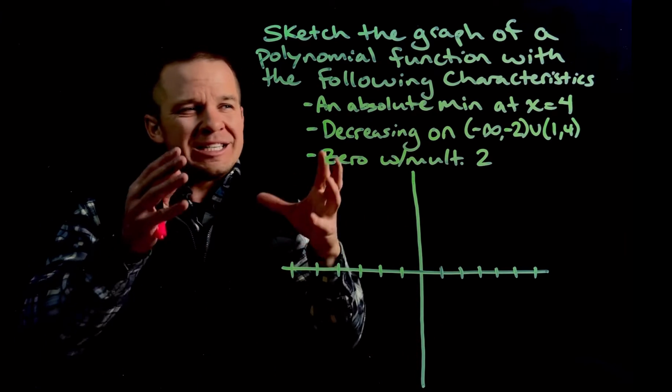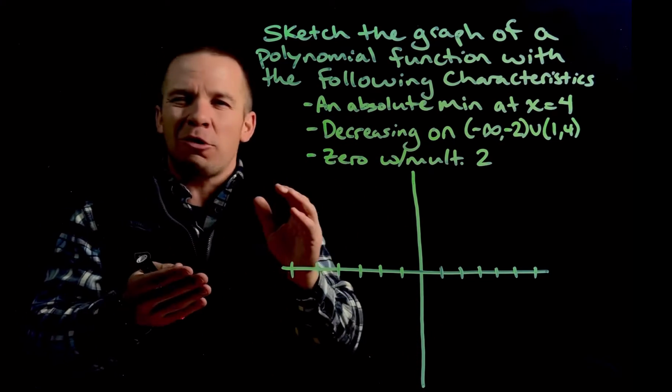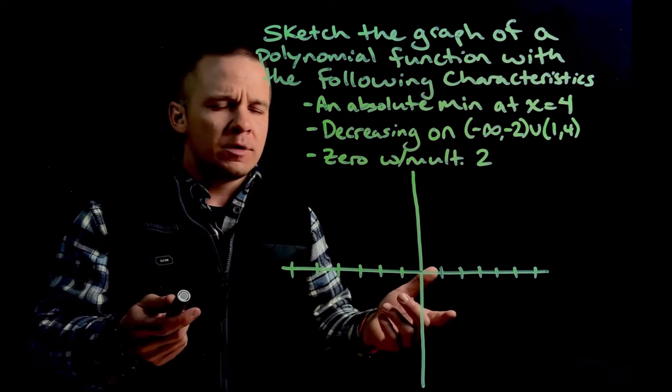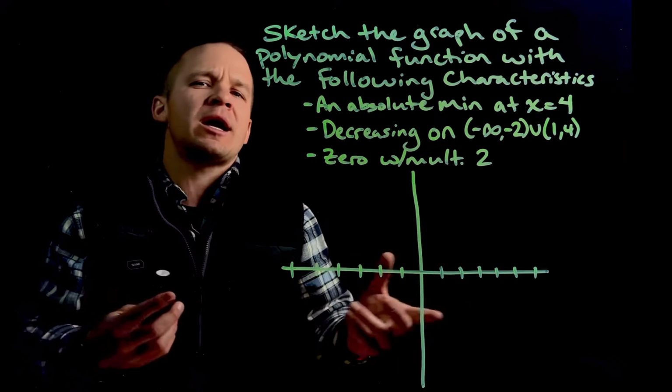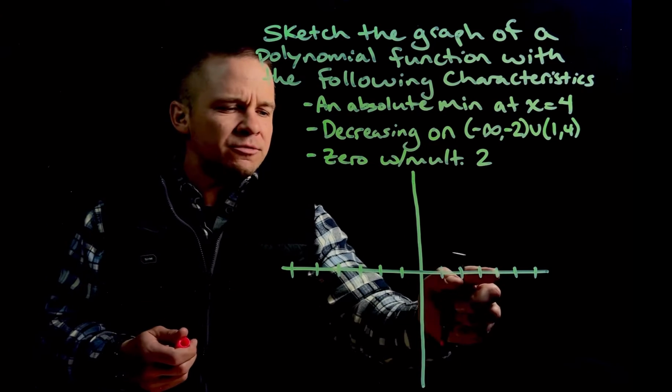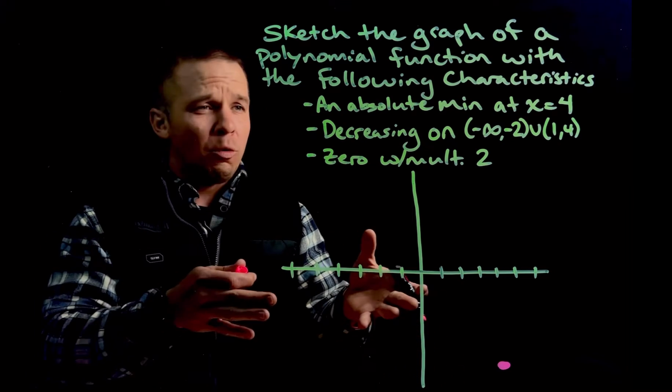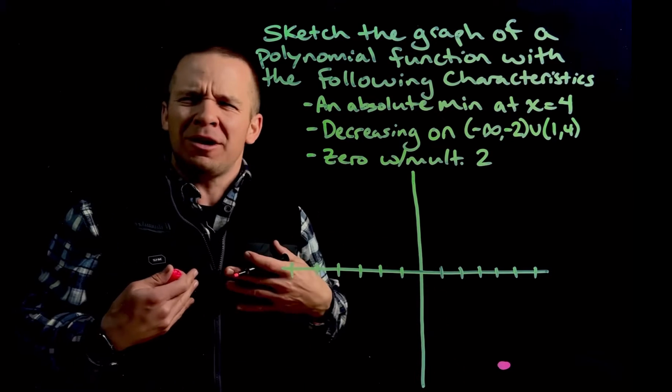It's very, very difficult to throw this all in at once. You've got to go piece by piece. Well, I have an absolute minimum at x equals 4. So the lowest point of my graph is going to be when x equals 4. How about I go to x equals 4, I drop down, and I throw a low point right there. Perhaps that will work out, right? I got one thing down at least. I feel good about that.